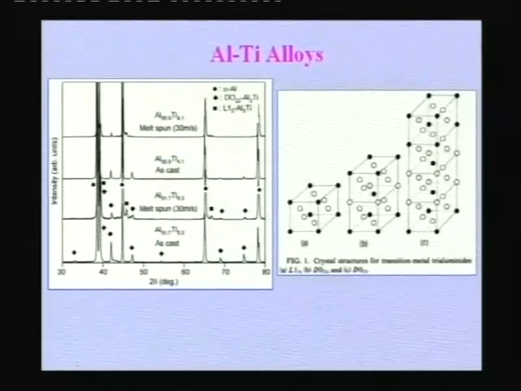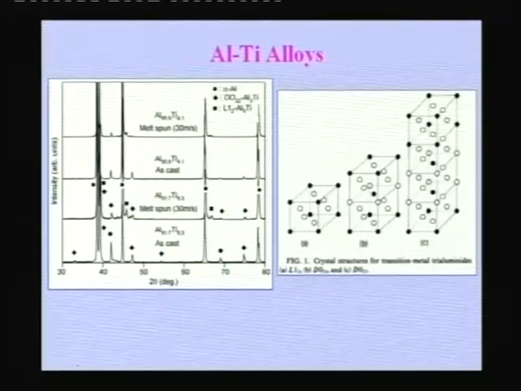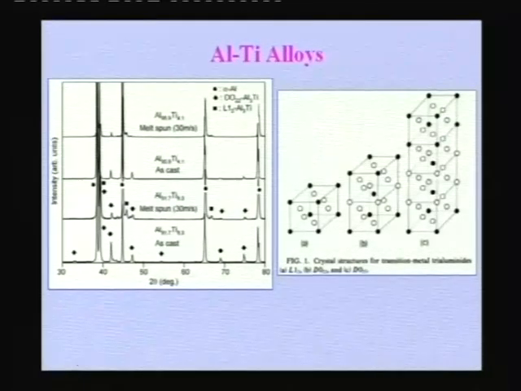A number of people have worked on this. But in addition, even without adding any element, if you do rapid solidification, one can get the L12 structure. Why? Because when you are rapidly solidifying, you are not providing sufficient time. So the phase that comes out will be that which has a crystal structure similar to that of the matrix phase. What is the matrix here? It is aluminum matrix. Aluminum is FCC. So the L12 phase, whose structure is similar to that of the FCC aluminum, can come out more easily than the DO22 structure, which is the body centered tetragonal type of structure.